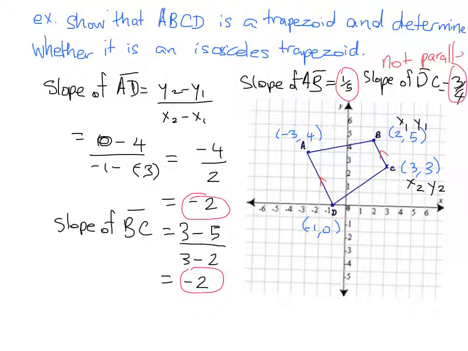So we have here one pair of parallel lines and one pair that is absolutely not parallel. And that's exactly what we need in order to show that this is in fact a trapezoid. So now let's turn the page and see if we can figure out whether or not it is an isosceles trapezoid.